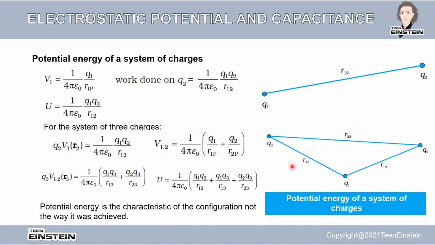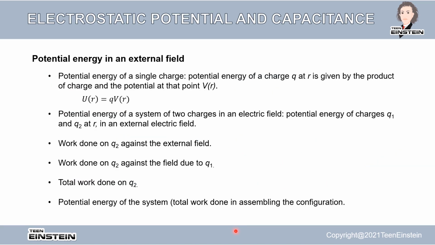So again, like we discussed, the potential energy depends only on the initial and final points. It doesn't depend on the path. So this is similar to that. So this is the potential energy of the system of charges.